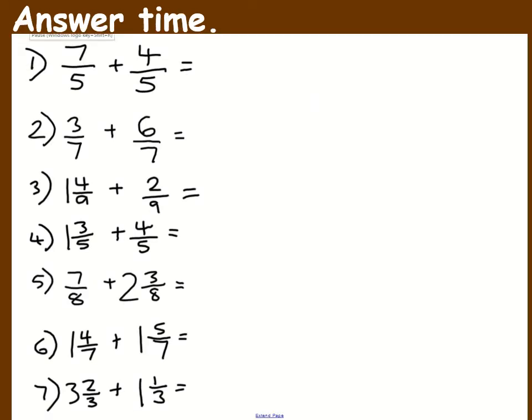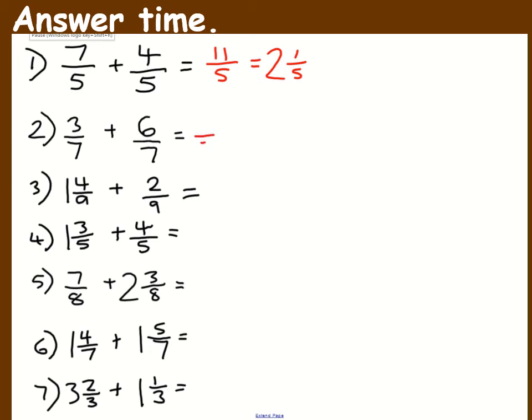Okay, here we go then. Let's grab a pen and have a look at these answers. First up, we are dealing with fifths, aren't we? So let's put that in. And 7 and 4 is 11. We've got 11 fifths. 5 goes into 11 how many times? Twice, because 2 5s are 10, and that leaves us with 1/5 left over. Can we simplify it? No, we can't. So the first one is 2 and 1/5.